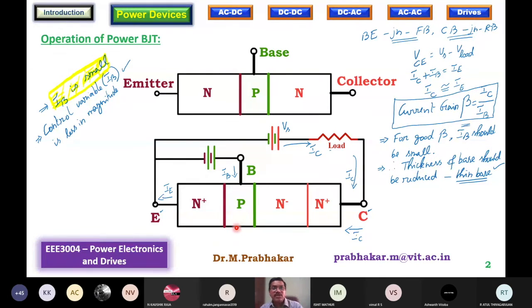Therefore, the thickness of the base is actually a compromise. Fine. However, a thin base layer means shorting out during reverse condition.